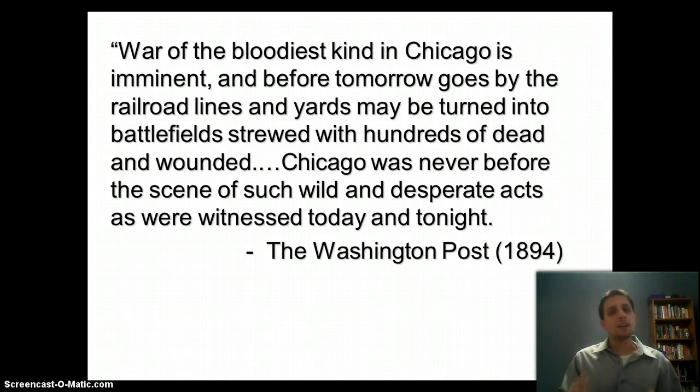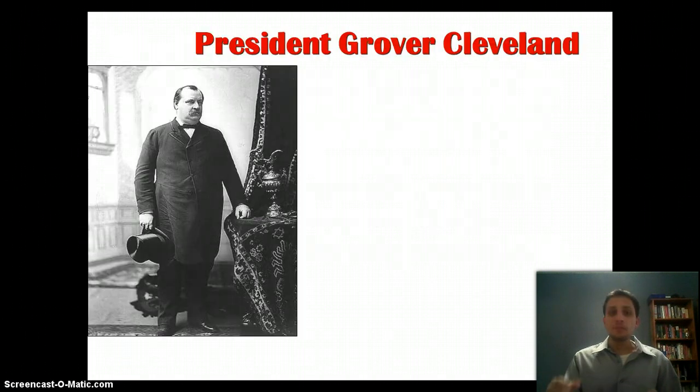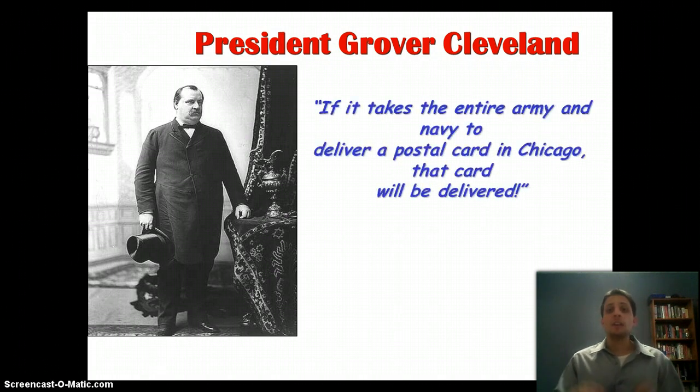This is not, like I said in class, people standing in front of a place with some signs walking around. These are all-out battles between the labor unions and the people who are hired to break the strikes, and it's pretty extreme. So the president here, Grover Cleveland, is going to have to get involved in this situation too. What he says is, "If it takes the entire Army and Navy to deliver a postal card in Chicago, that card will be delivered." So basically he's saying, listen, we are not going to back down. We are going to make sure the strike ends, that the laborers go back to work and the violence is over.